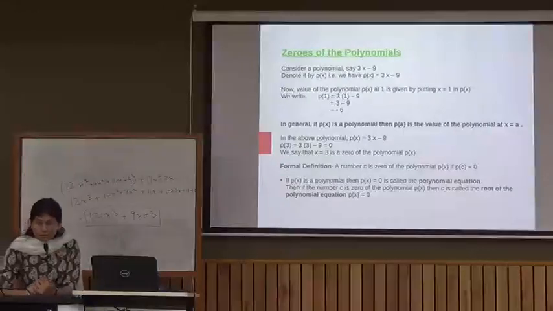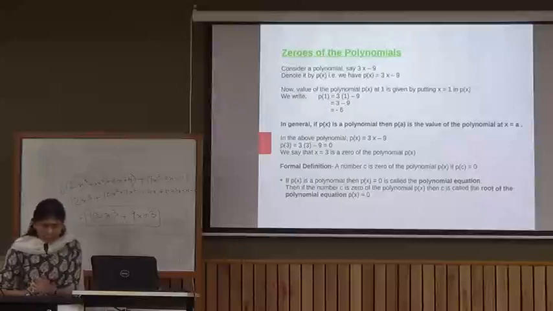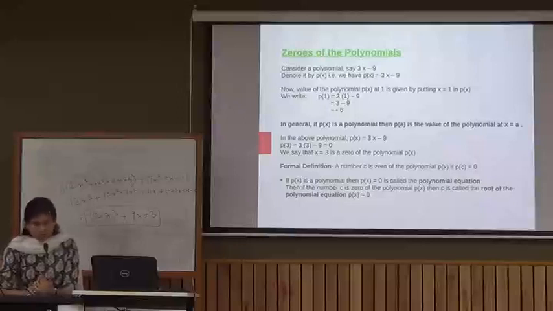Now, moving further and understanding zeros of the polynomials. This is the next topic in polynomials. Consider a polynomial, say 3x minus 9. Clearly, it is a linear polynomial. Now, if we denote this polynomial by p(x), we have p(x) is equal to 3x minus 9.